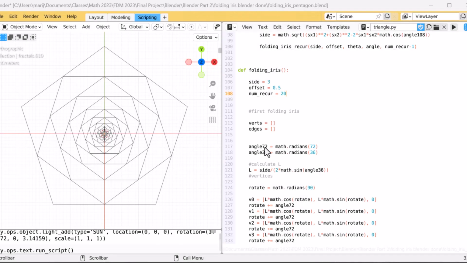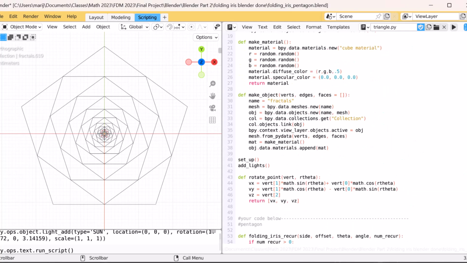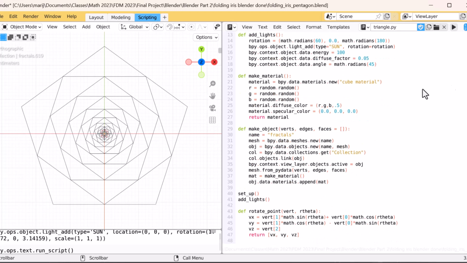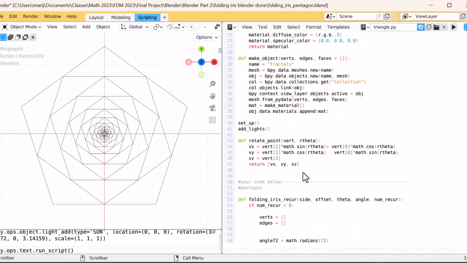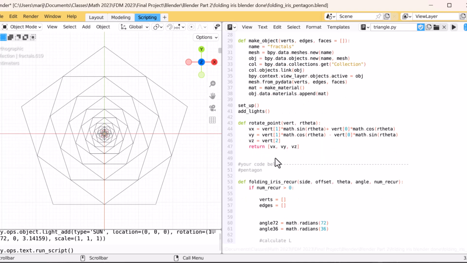So let's take a look at this fractal. This is a pentagon fractal, right? And you're going to be given this code, and what you're going to need to do is adapt it to your polygon, regular polygon. But right now, this is a pentagon.